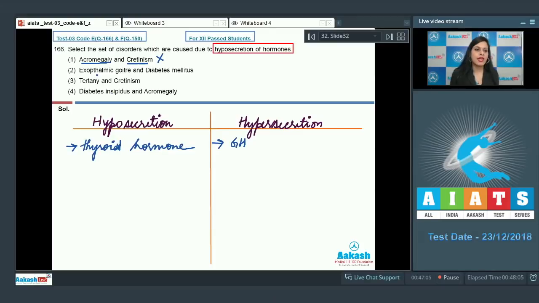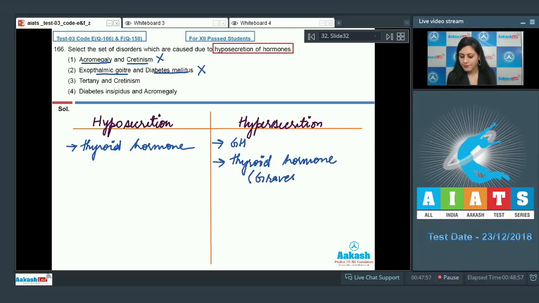The next option given is exophthalmic goiter and diabetes mellitus, and this is an incorrect option because exophthalmic goiter is caused due to the excessive secretion of thyroid hormone. This exophthalmic goiter is also known as Graves' disease. Whereas diabetes mellitus is caused due to hyposecretion of insulin.